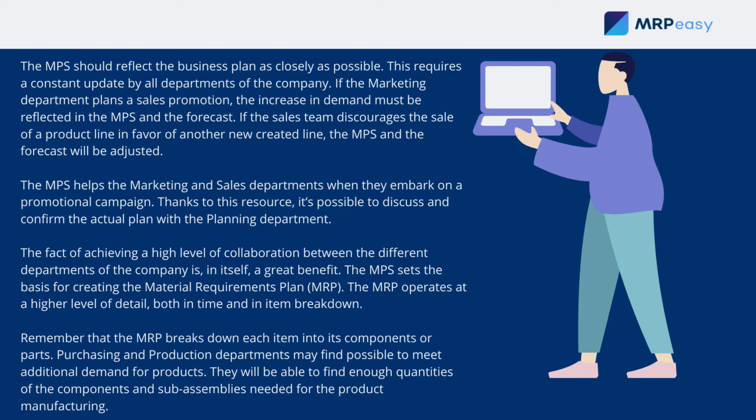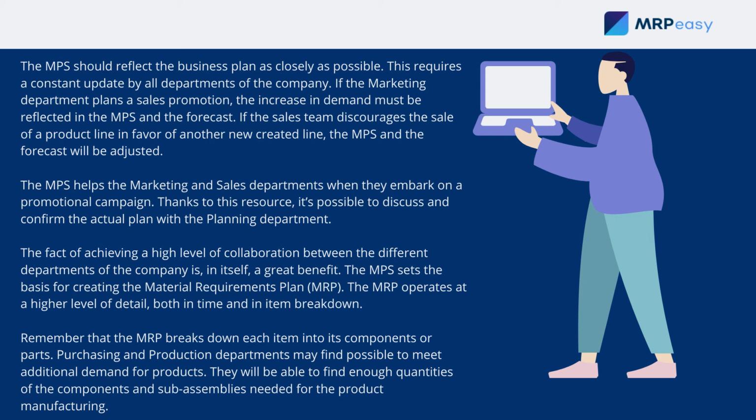The MRP operates at a higher level of detail, both in time and in item breakdown. Remember that the MRP breaks down each item into its components or parts. Purchasing and production departments may find it possible to meet additional demand for products. They will be able to find enough quantities of the components and sub-assemblies needed for the product manufacturing.